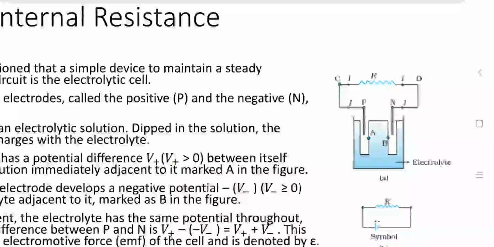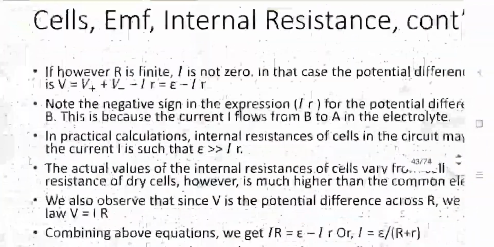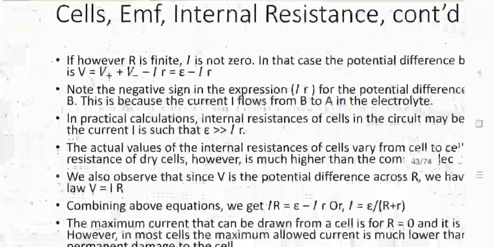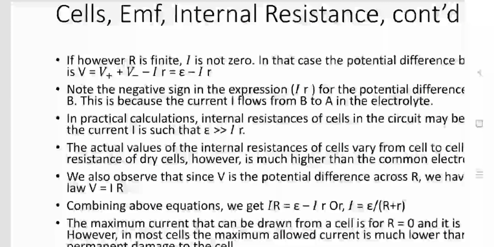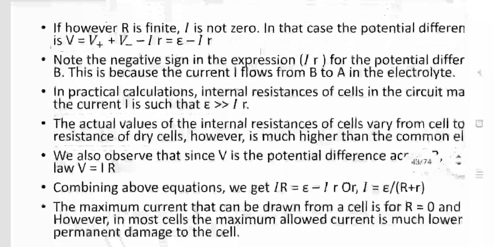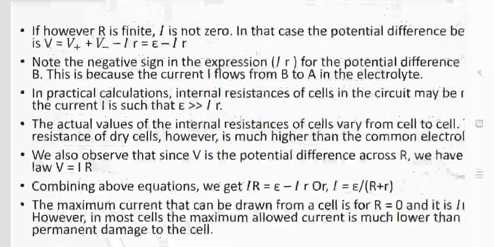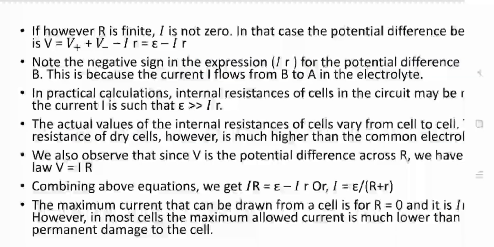V, the total potential, equals I into capital R. Here there are two equations. First, V is epsilon minus Ir due to the internal resistance. And the potential difference V, due to Ohm's law in the external circuit, is I into capital R. So there are two equations for the potential difference V. We can equate them: IR equals epsilon minus I small r. Making current I the subject of the formula, that would be epsilon upon R plus small r.